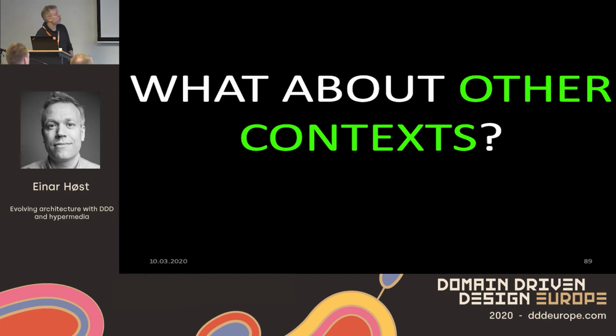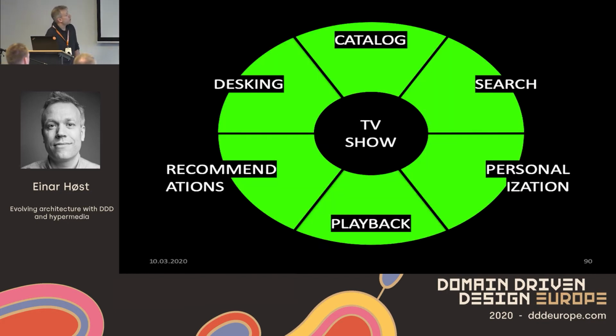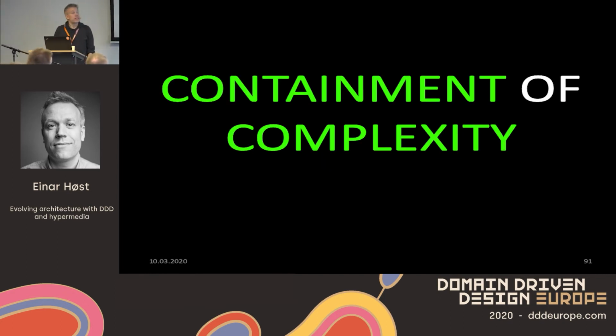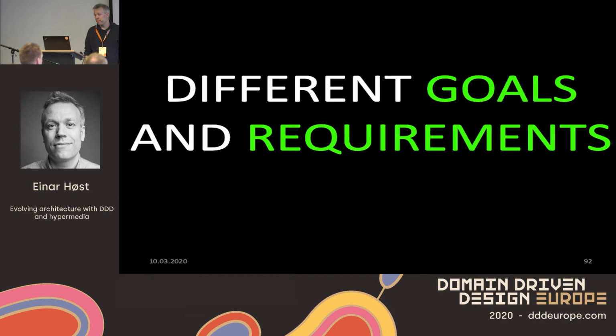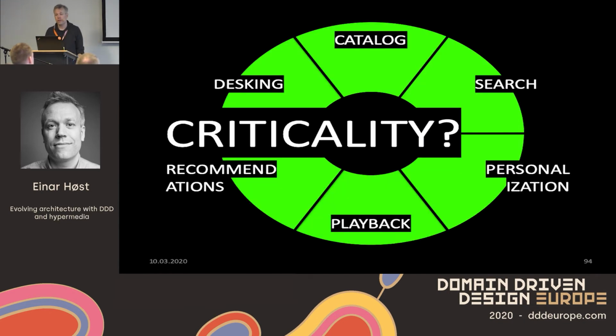So those are 2 contexts. What about others? Well, here's a crude simplification of our attempt to break down into some contexts or some different lenses that we might want to apply when talking about TV shows. You have the catalog and the playback, as I talked about. You have the editorial desking, recommendation systems, personalization, and search. And the reason for doing this is to try to contain, well, one of the reasons is to try to contain complexity. But it's also about trying to identify and exploit different goals and requirements across contexts.